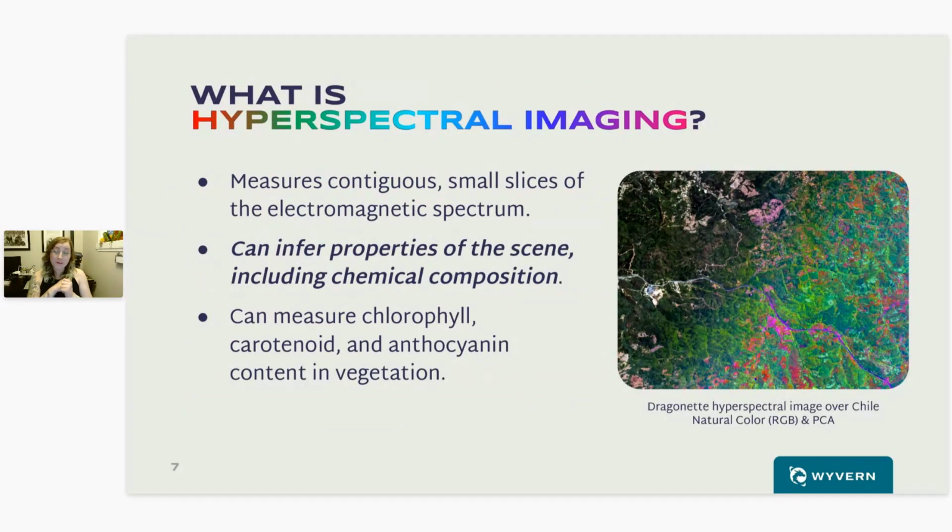And so this leads us into what is hyperspectral imaging. Hyperspectral imaging is a passive sensor, but instead of measuring maybe red, green, blue, near infrared, you're measuring sort of contiguous small slices across the electromagnetic spectrum. And from that, you can start to infer properties of the scene and the objects within the scenes, including chemical composition. And in terms of vegetation, we're measuring pigments, chlorophylls, carotenoids, anthocyanins, we're measuring those relative ratios and sort of plant phenotyping and understanding the cycle of vegetation.